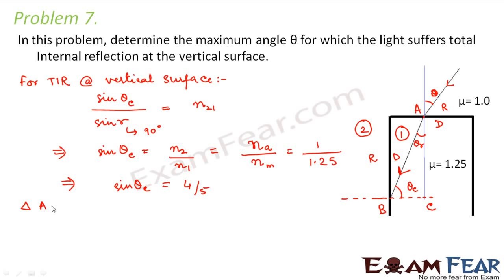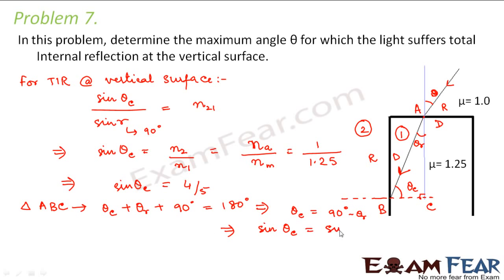Now let us focus on triangle ABC. So what's happening in triangle ABC? In triangle ABC, we can say that theta c plus theta r plus 90 degrees is equal to 180 degrees, or we can say that theta c is equal to 90 degrees minus theta r. If we take sine on both sides, sine theta c is equal to sine of 90 degrees minus theta r. Sine of 90 minus theta is cos theta, so this is cos theta r. So we can say sine theta c is equal to cos theta r.